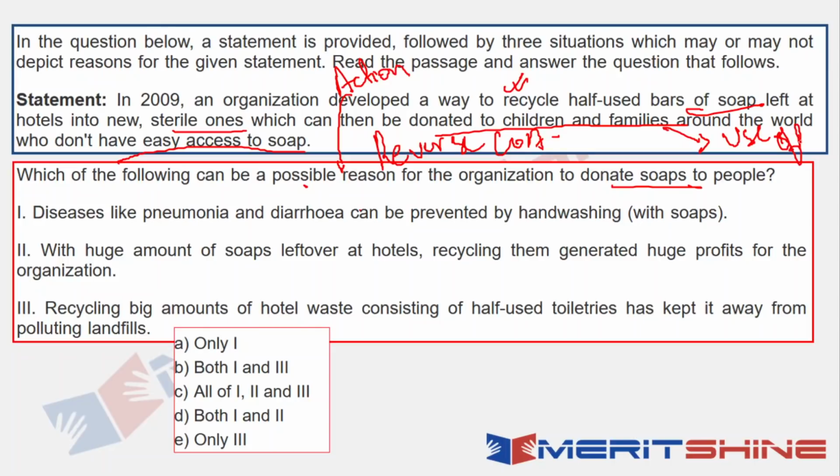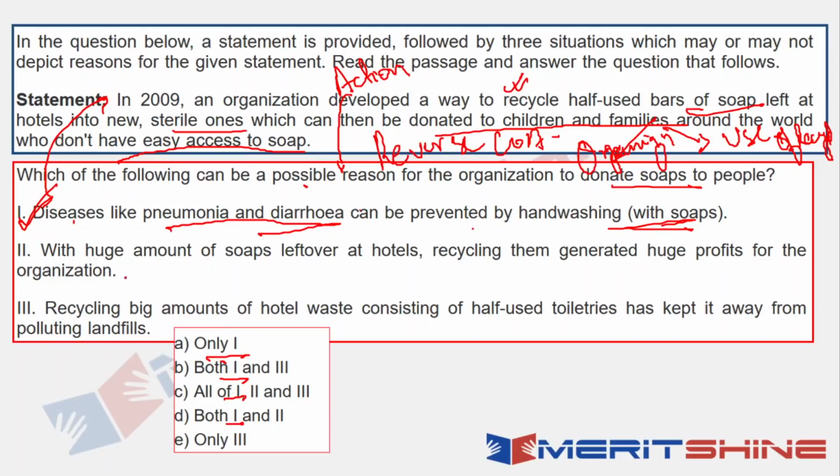Okay, use of those recycled soap, or any benefit that comes to the organization or environment for that. Okay, let's see. Diseases like pneumonia and diarrhea can be prevented by hand washing with soaps, and giving soaps to people who do not have soap would prevent these diseases for them, right? So it makes sense. This is a cause which can elicit such an action. So I'll keep one.